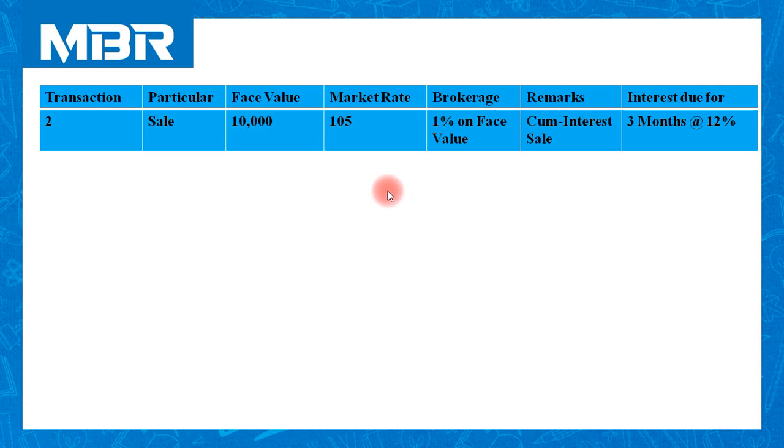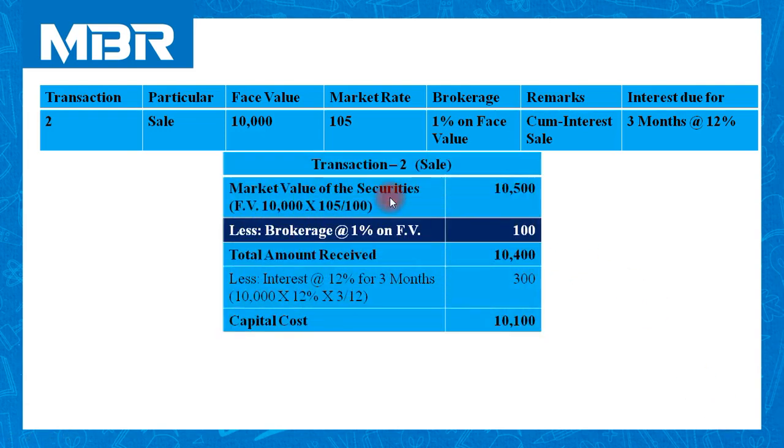First of all, we will complete calculation as required. Market value of the securities, it is given in our calculation. Face value is 10,000, market rate is 105 and the nature is cum-interest sell. So 10,000 rupees of face value, 105 for every 100 rupees. So market value of the security is 10,500.